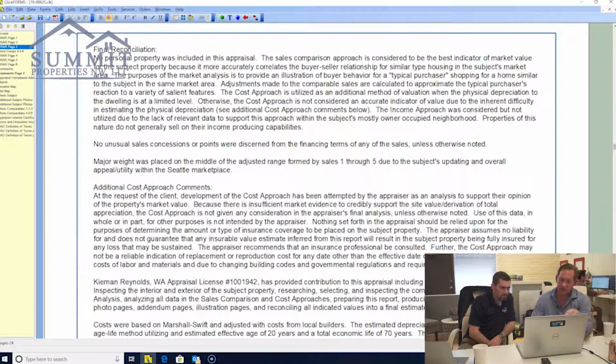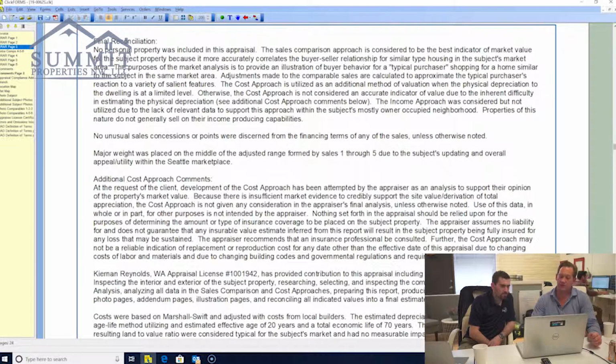Here's your reconciliation, and you're just kind of talking about why you did what you did. And here's again where middle adjusted range formed by sales 1 through 5. Okay.